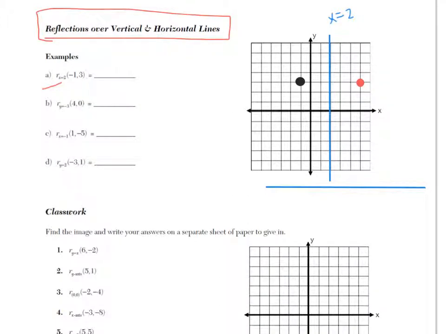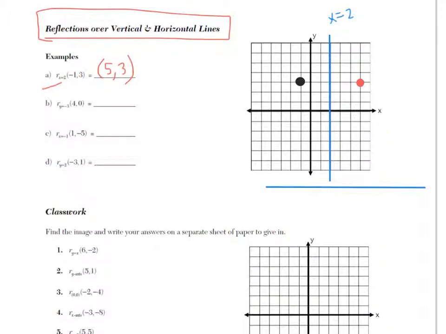The location of my new point is at 1, 2, 3, 4, 5 on the x values, 1, 2, 3 on the y values. So 5, 3. So how did I find that? Just by drawing my line of symmetry and then counting the distance from my line of symmetry. Okay, let's try this again.